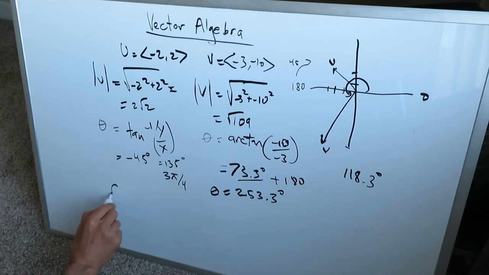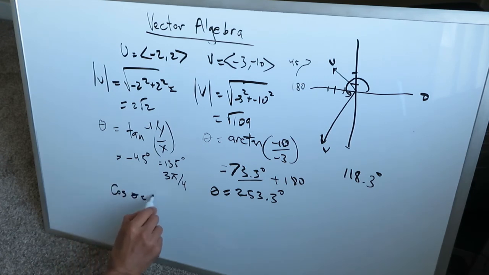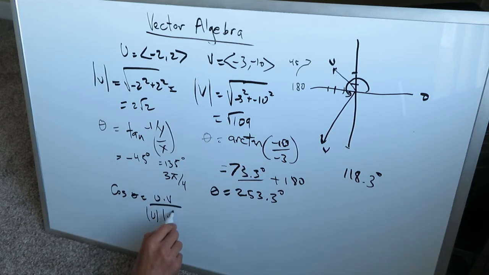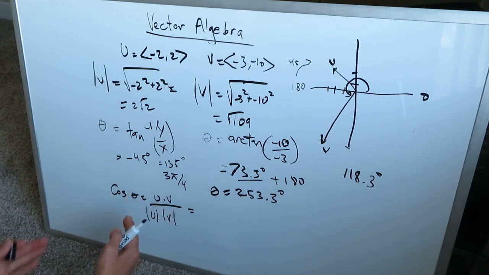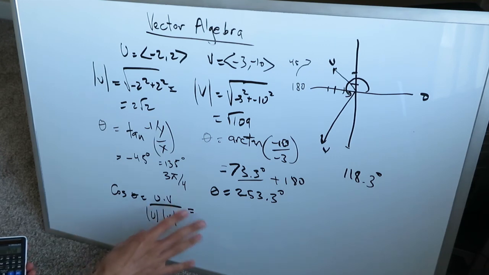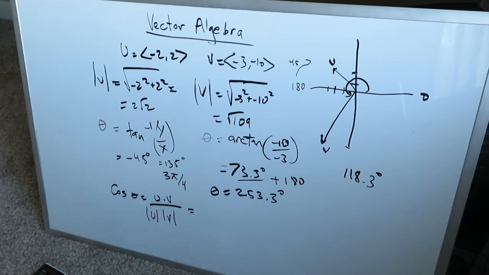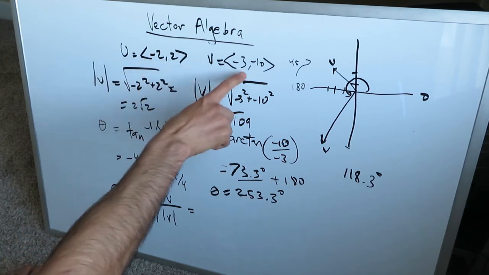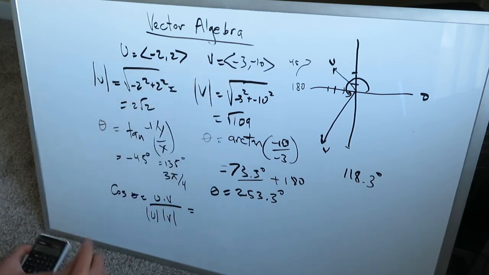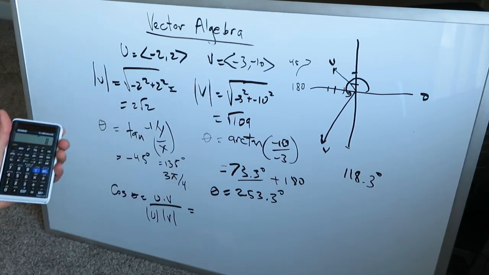But let's use the formula. Cosine theta is equal to the dot product of the two vectors divided by the individual magnitude of the two vectors. And using this product and the inverse cosine, we should get 118.3. Because I wanted to keep it formal and use the formula specifically. The dot product will be u1 times v1 plus u2 times v2. Let's do that over here.